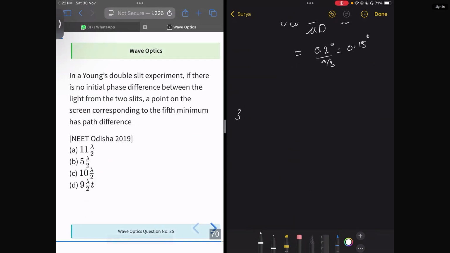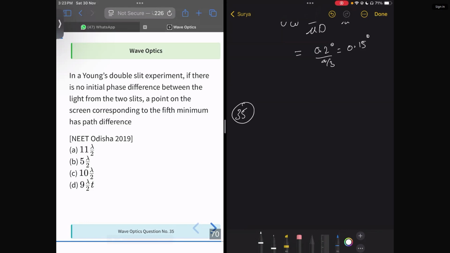So next question. In a double slit experiment, if there is no initial phase difference between the light from the two slits, and a point on the screen corresponding to the fifth minimum has a path difference. So in a double slit experiment, what happens if there is no initial phase difference between the two lights from the two slits? There is a point on the screen corresponding to the fifth minimum that has a path difference.